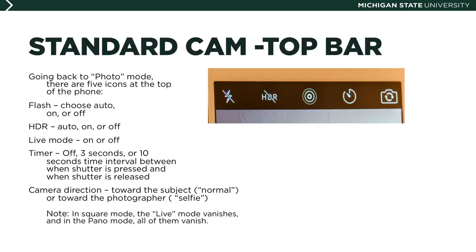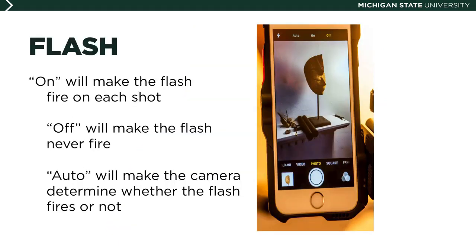At the top of the camera, in each of the modes referenced by the labels, icons appear. In the photo option from left to right, there's an icon for flash, one for HDR option, one for the live photo mode, one for the timer, and one for camera direction, often called selfie mode. In square mode, the live mode vanishes, and in the pano mode, all of them vanish. The flash is either on or off, or in auto, in which case the camera decides whether or not to use the flash in taking the photograph.